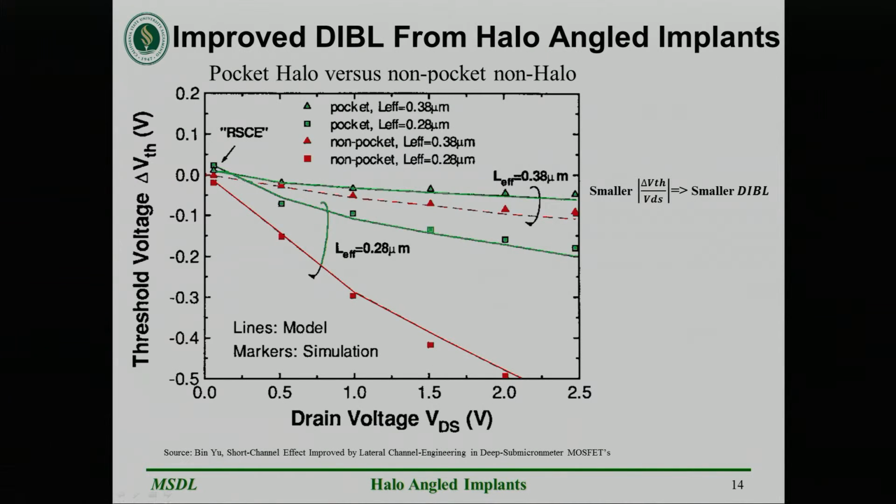From the IEEE source stated at the bottom, threshold voltage versus drain voltage is what is shown, as we know from DIBL that more delta VT is less desired. Also, the triangles versus the squares comparison is 0.38 microns compared to 0.28 microns, and pocket halo versus non-halo is compared. DIBL is seen to be reduced with halo, the green lines, in the form of delta VTH, compared to the non-halo having more delta VTH, the red lines. So according to the IEEE data, halo helps with DIBL.